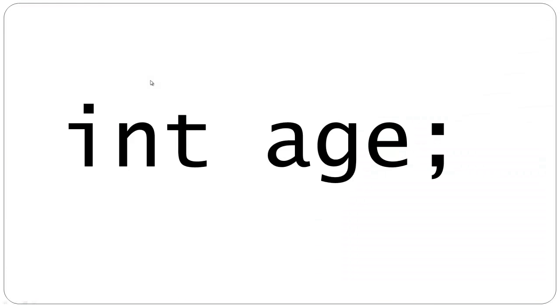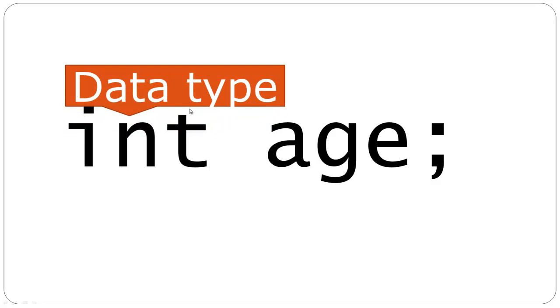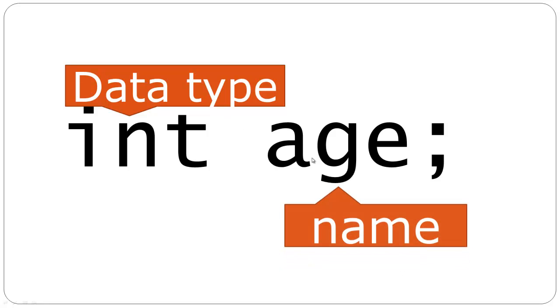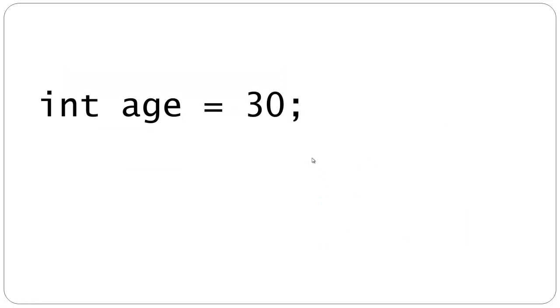Let us declare a variable. int age; Data type specifies the type of the data the variable can hold. In this example, it holds integer values. age is the name of the variable. Java is a strongly typed language, which means every variable should be declared before using it.